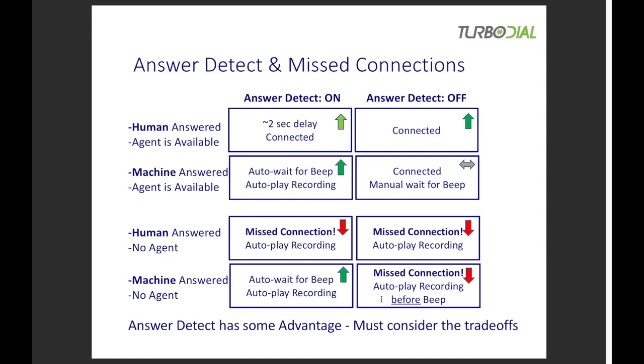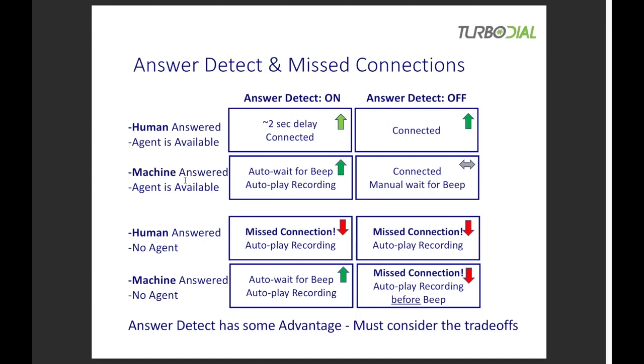Let's talk now about the relationship between answer detect and missed connections. So with answer detect on, if a human answers and the agent is available, there will be about a 2-second delay for the system to determine that this was a human, and then the call will be connected to the agent. So that's a success. The green arrow here is kind of a pale green, to indicate this is a success. It's not the best thing because there was a couple second delay, but it was a success. With answer detect off, if a human answers and the agent is available, then it's a quick connect from the human to your agent. That's a bright green arrow because that's the best scenario you can get.